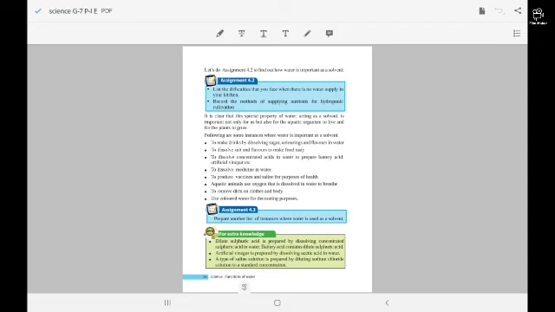Then it is clear that this special property of water acting as a solvent is important not only for us but also for aquatic organisms to live and for plants to grow. Following are some instances where water is important as a solvent. To make drinks by dissolving sugar, colorings and flavors in water.